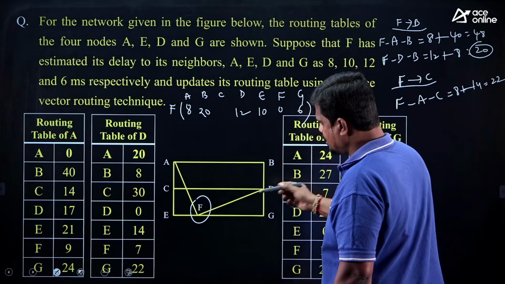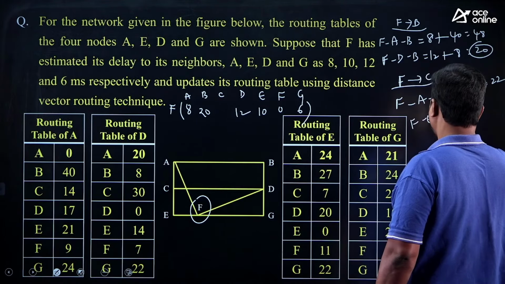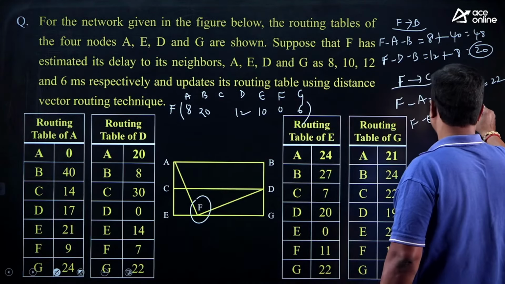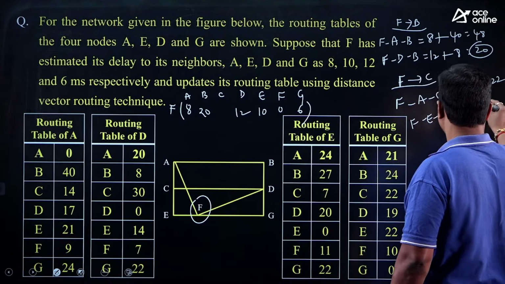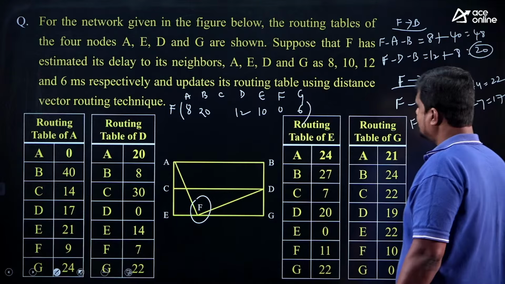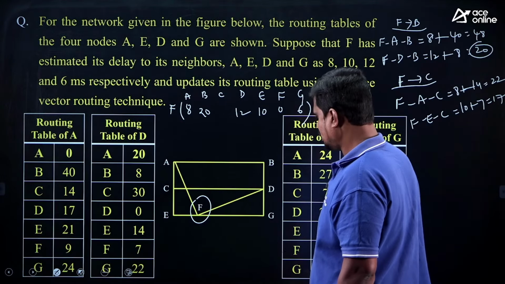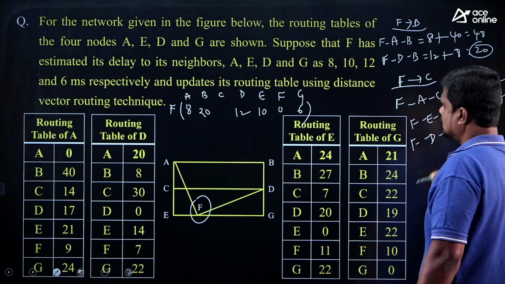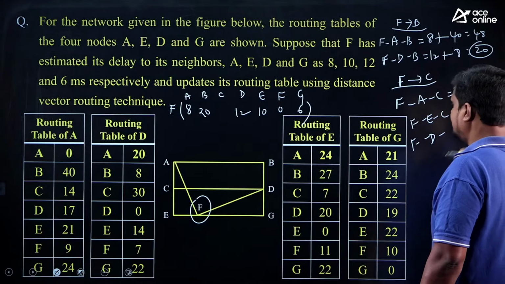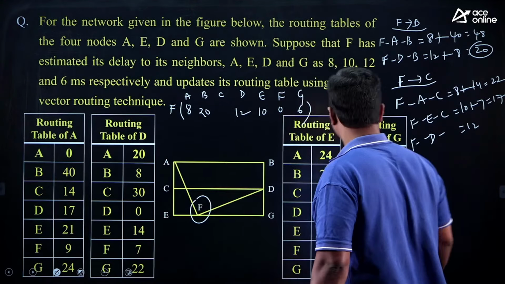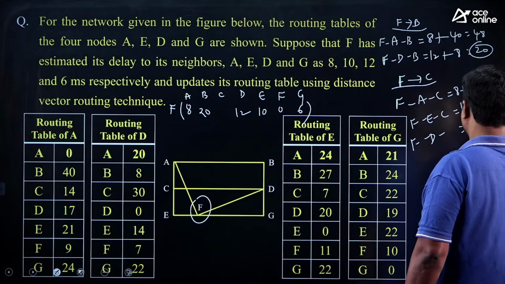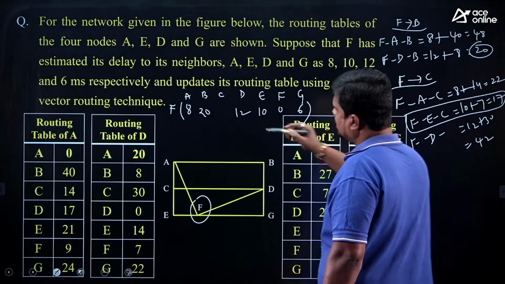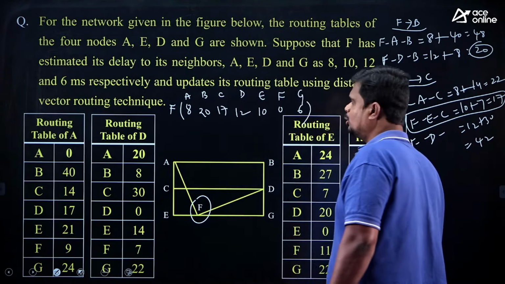Then F to E and then E to C. F to E, it is measured as 10. Then E to C, if you check, 7, which is 17. Then F to D and then D to C. F to D, it is 12, and then D to C, which is 30, which is coming to 42. So among these paths, which is the shortest one? This is the shortest one, so it should be 17. So this is the way you can answer this question.